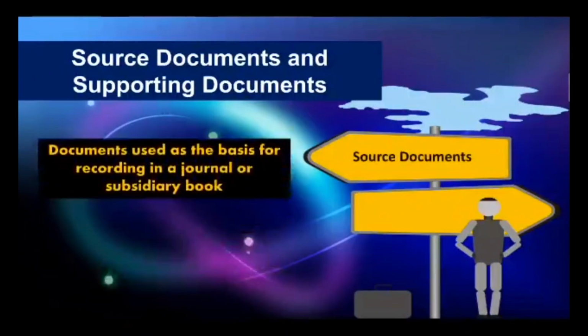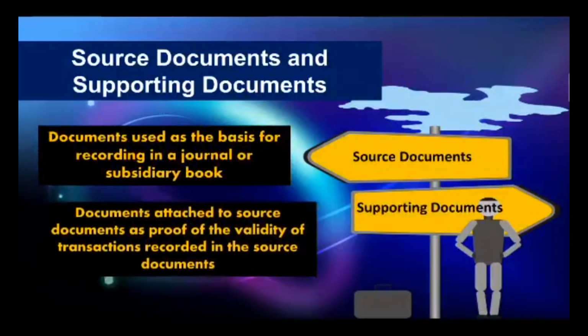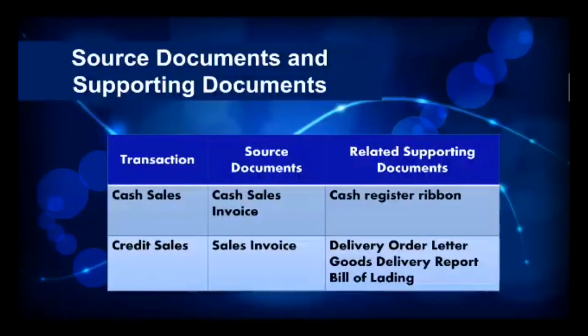And then source documents and supporting documents. What are source documents? Source documents are the basis for recording a journal or a subsidiary book. It depends. Sometimes you just need to make a subsidiary book to make a journal. And what is a supporting document? A supporting document is a document attached to the source document as proof of the validity of the transaction recorded in the source document. So if there is a cash sale, the cash sales invoice is the source document, and the related supporting document is the cash register ribbon.